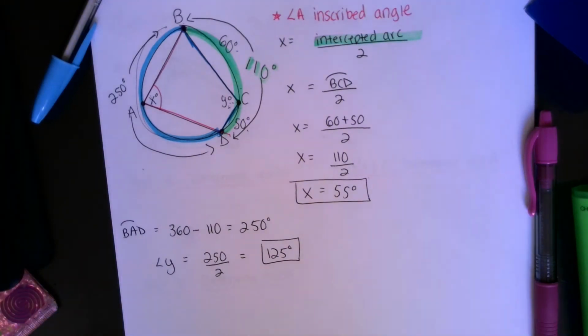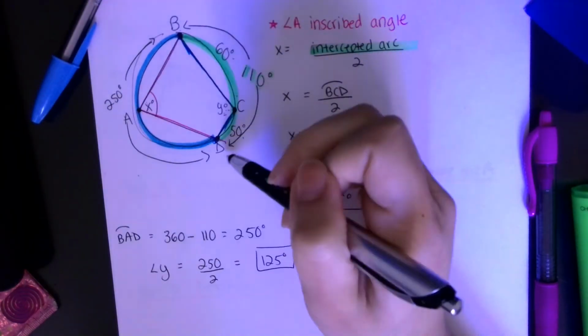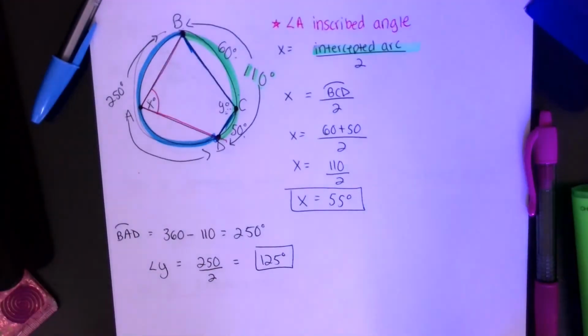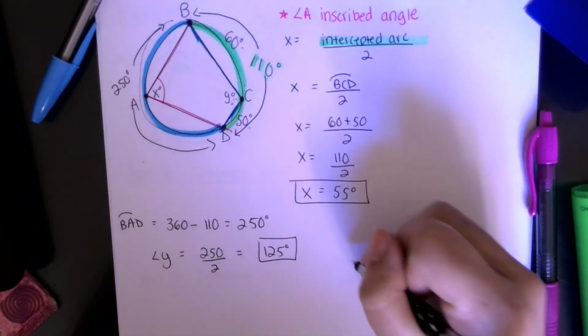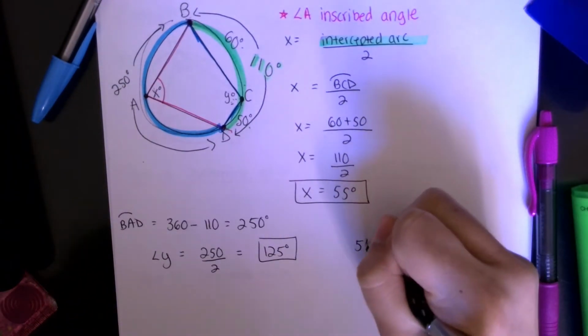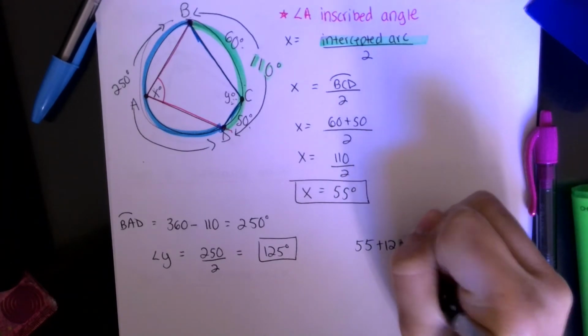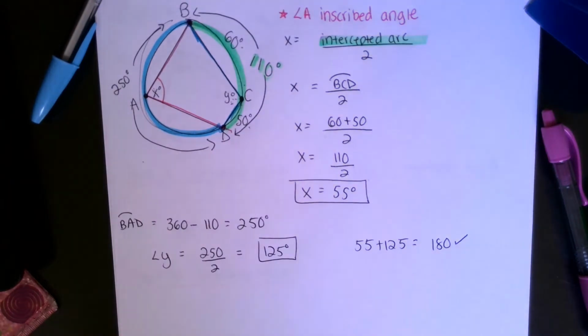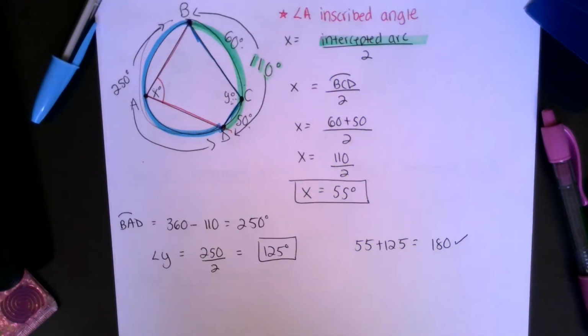Now let's see if this is true, because based on what we just talked about, opposite angles in an inscribed quadrilateral should be supplementary, meaning these two angles should add up to 180. So let's check. I have 55 plus 125. That does equal 180. So now that we know this, this is how it came to be.